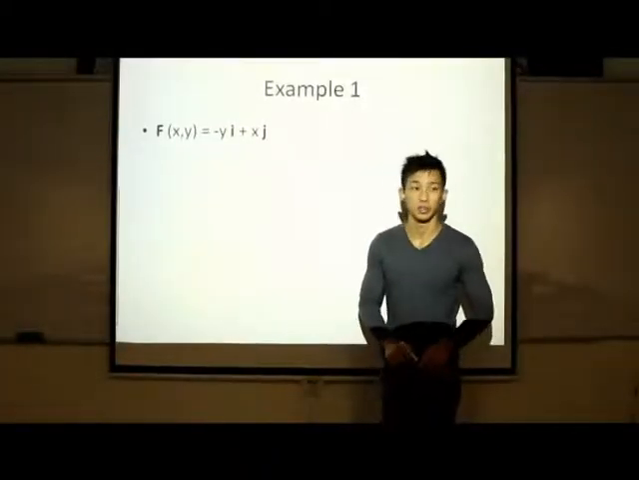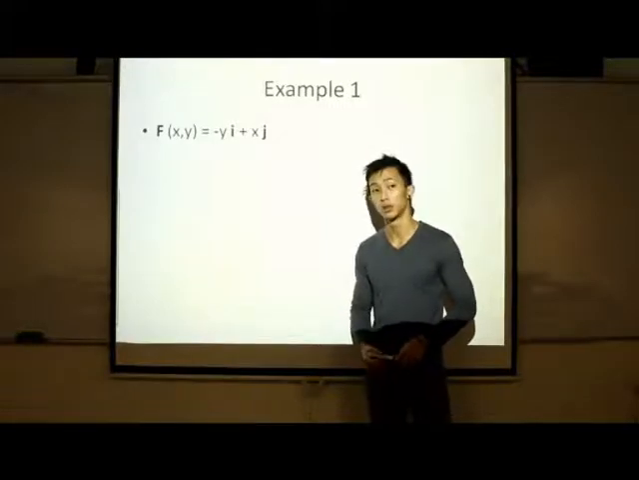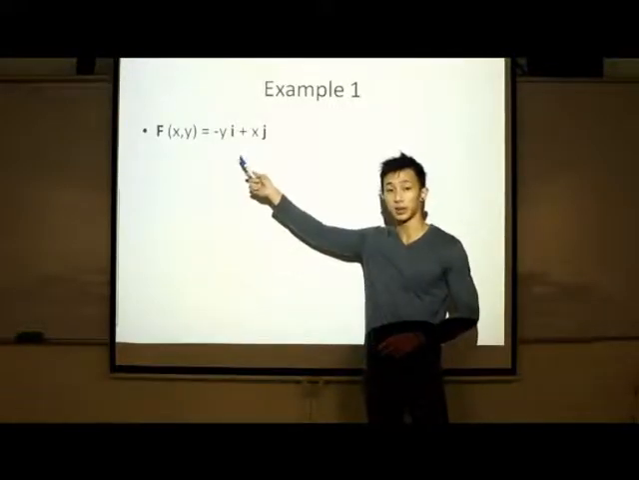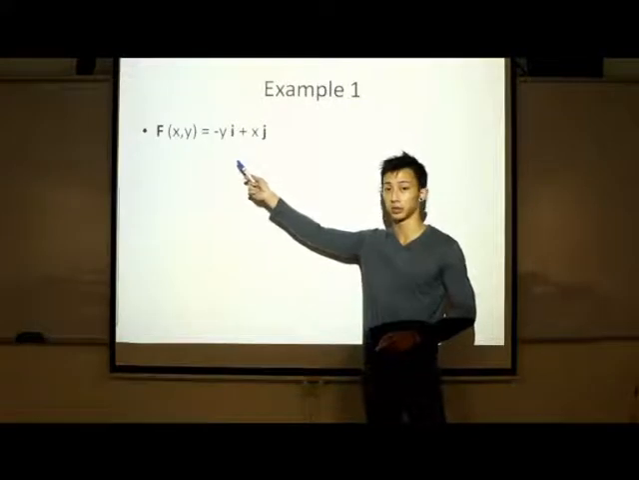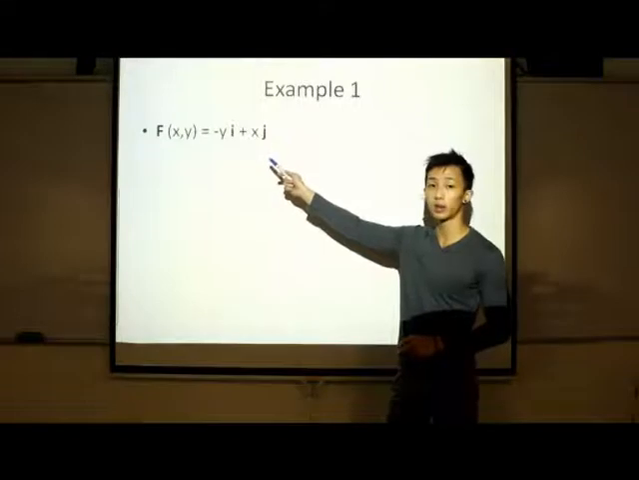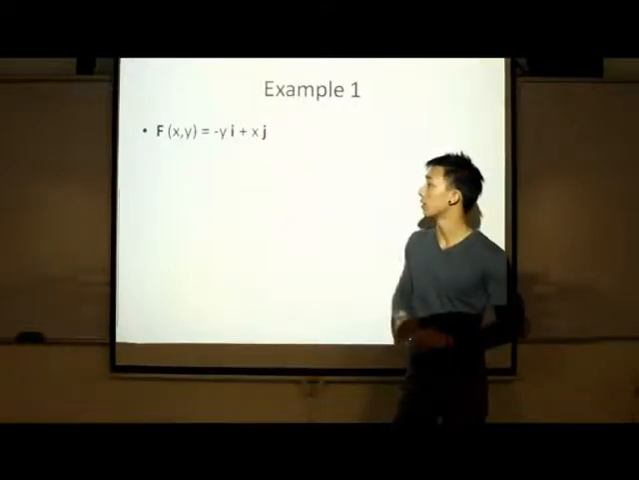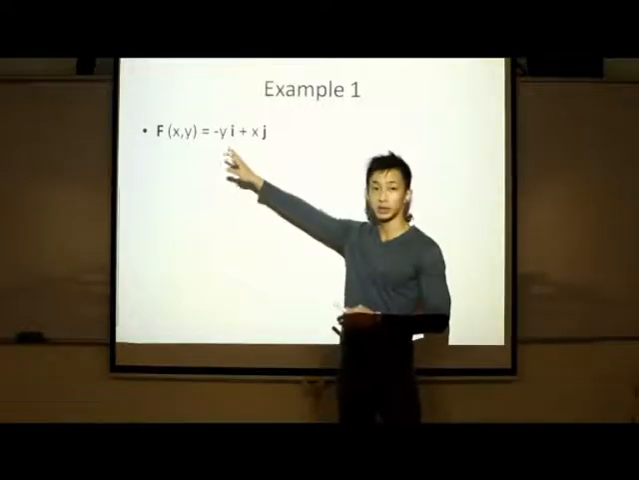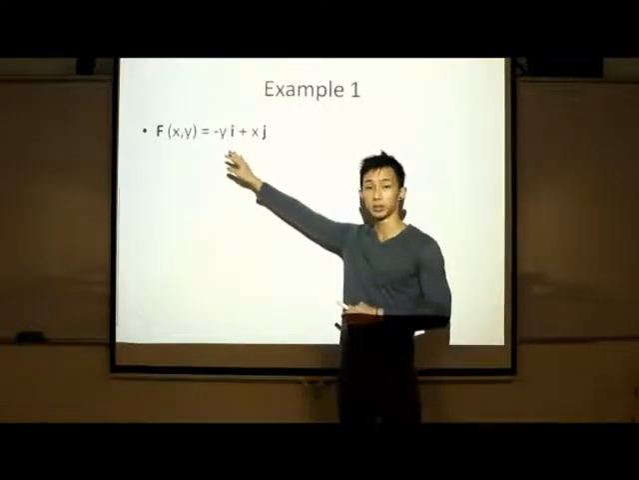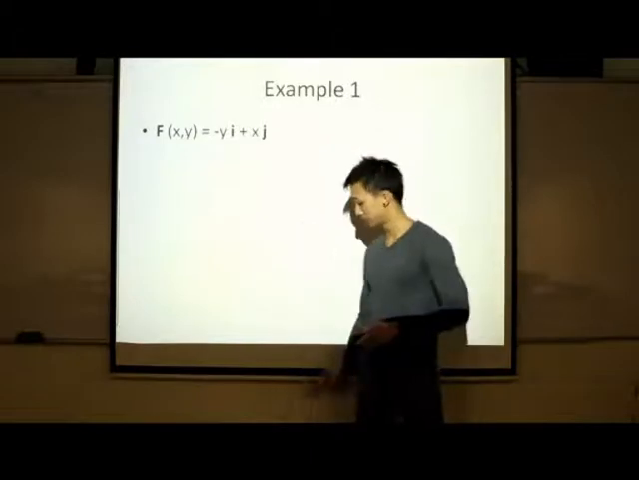Alright, so now that we have a general concept of what a vector field is, let's try an example. This is an example of a vector field equation. Vector F(x,y) equals negative y i plus x j. With this equation, we are able to sketch the vector field, and since it's a two-dimensional equation, it will be on the xy plane. Now let us try and solve this equation.